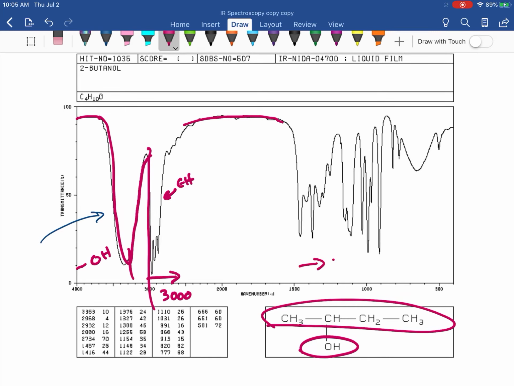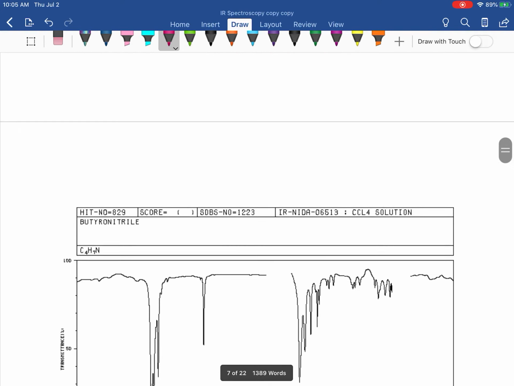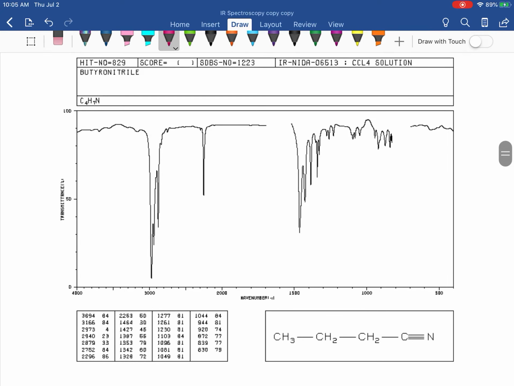That's all of those. And then do you notice we don't have anything else until we get lower than this 1500 and we start hitting that fingerprint region. But we've already identified that this formula would be an alcohol. Alcohol is one of our easiest functional groups to identify. And then let's do one more.